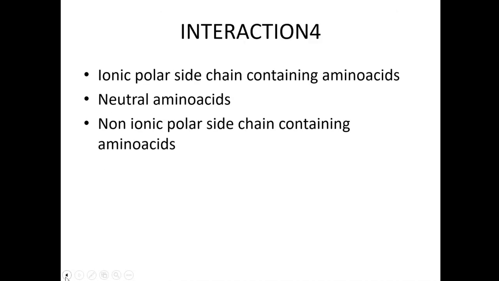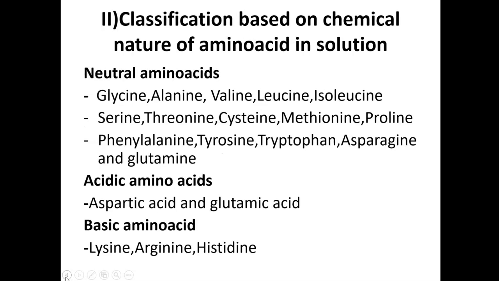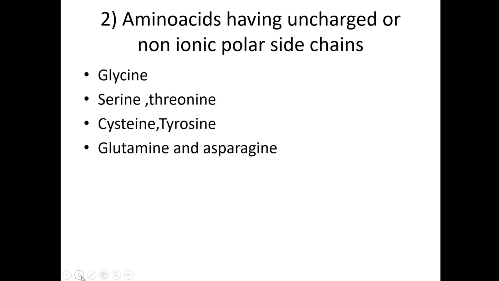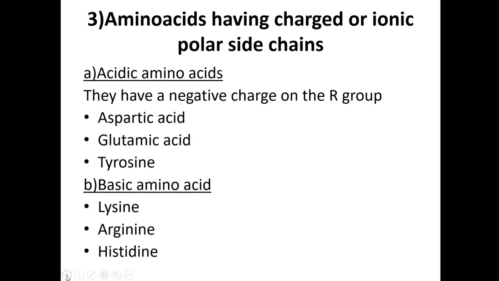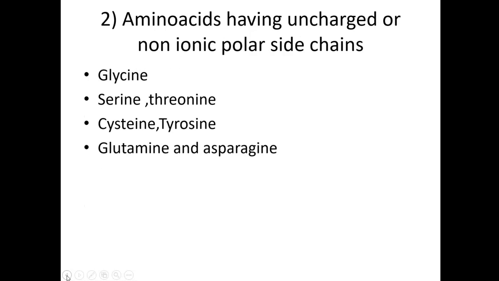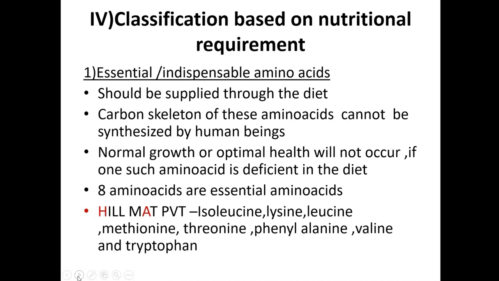Which are known as neutral amino acids? These are neutral amino acids: glycine, alanine, valine, leucine, isoleucine, serine, threonine, cysteine, methionine, proline, phenylalanine, tyrosine, tryptophan, asparagine and glutamine. The next category, which are known as non-ionic polar side chain? Glycine, serine, threonine, cysteine, tyrosine, glutamine and asparagine. That's about our interaction.